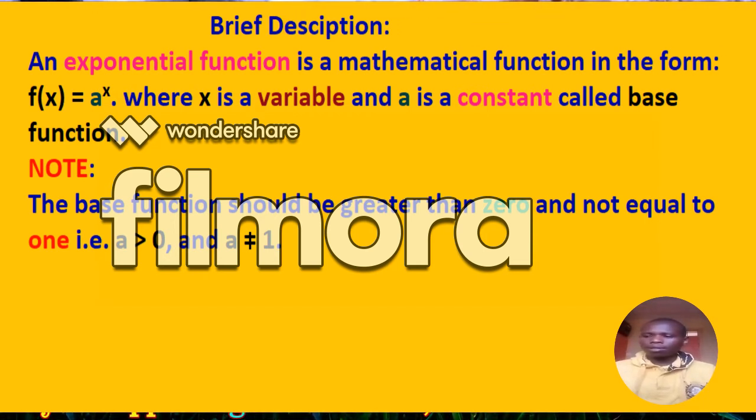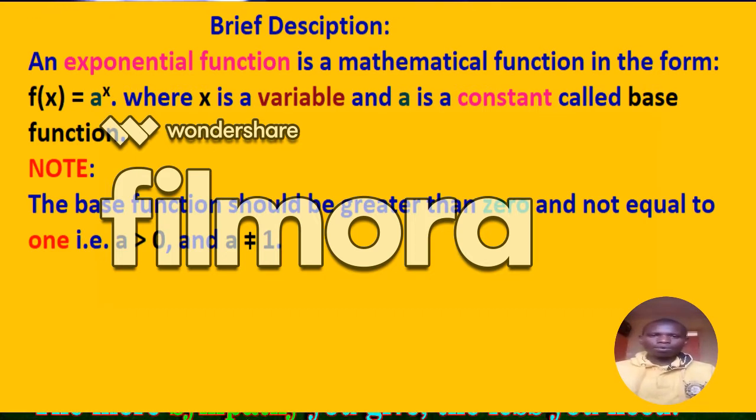Now, a, which is a constant, is also called the base of the function. Given any function in the form y equals a raised to power x, or f(x) equals a raised to power x, you should know that the power x is a variable, it varies, and the constant a is what we are referring to as the base of an exponential function. So any equation given in that form is what we are referring to as an exponential function.